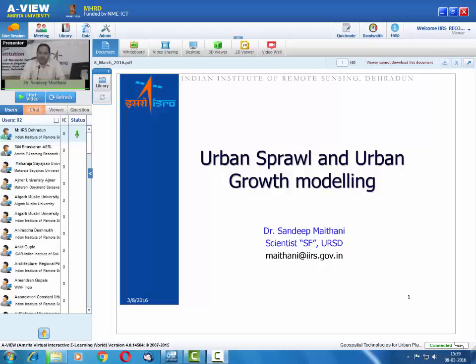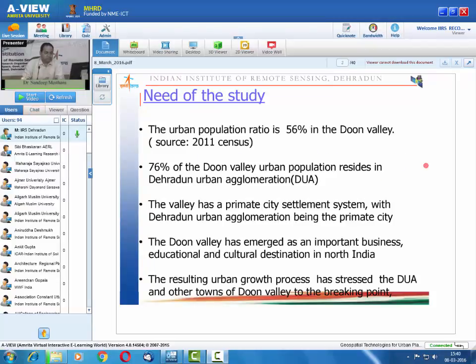So we are having different kinds of sprawls, and in order to ensure a sustainable urban growth, it is very necessary that we should be able to mathematically somehow provide an answer to the various development patterns a city has undergone during the previous years, and in the future what will be the development pattern. So we try to simulate the growth of urban areas in the Doon Valley.